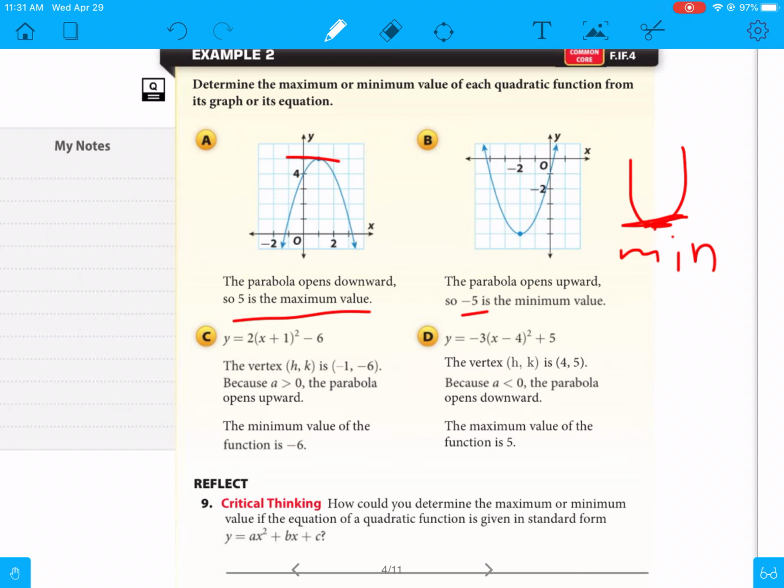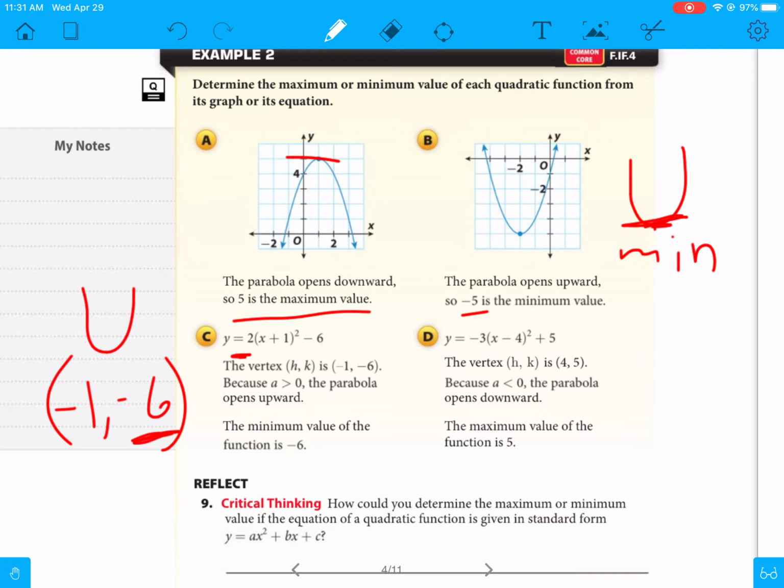So for letter C, you have to look at your vertex. Remember, it's at (h, k). So it's going to be (-1, -6). So find your vertex, (-1, -6), and your minimum is your y value. So it's going to be -6. You know it's a minimum because that 2 is telling you it opens upward.